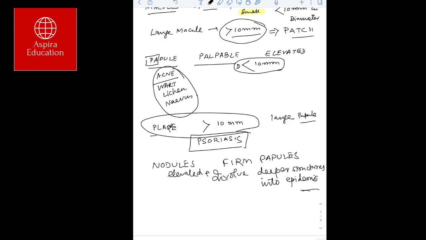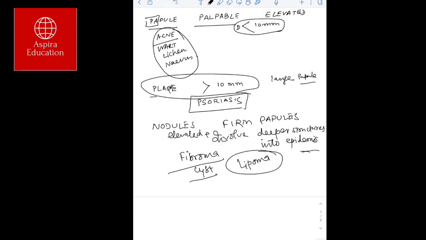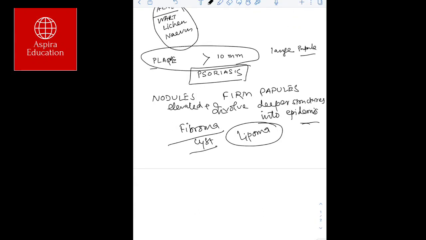Where do we find nodules? We can find nodules in case of fibroma. We can find nodules in case of cyst. We can find nodules in case of lipoma. So a lot of surrounding tissues are involved in case of nodule. We can palpate them also.